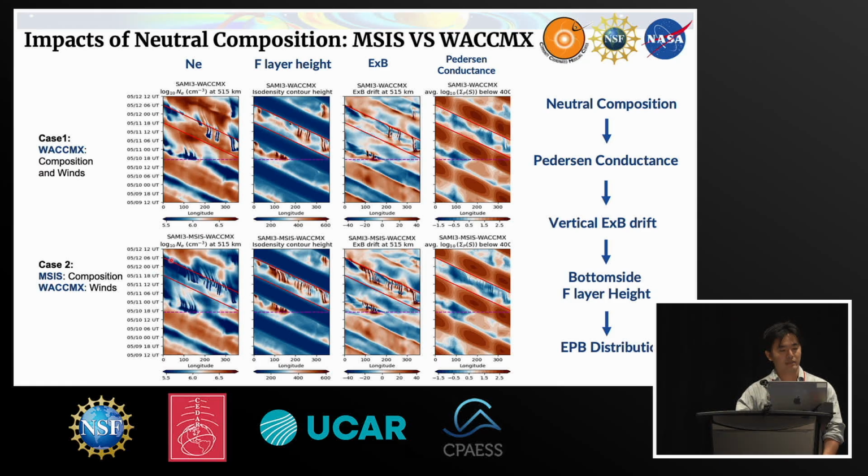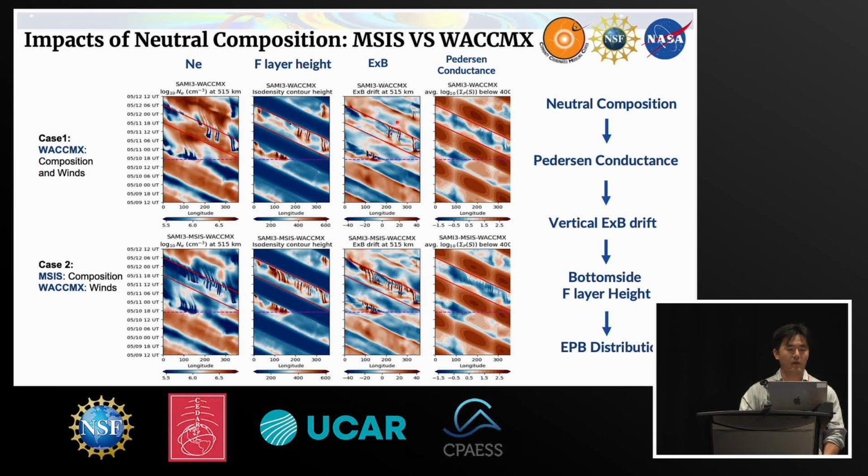Here you can see that SAMI3 coupled with AMSIS and WACCM-X shows a very clear, continuous distribution of plasma bubbles. But in this case, SAMI3 with WACCM-X shows very irregular distributions. So next, we want to examine what caused this difference, why SAMI3 WACCM-X shows an irregular distribution of bubbles.